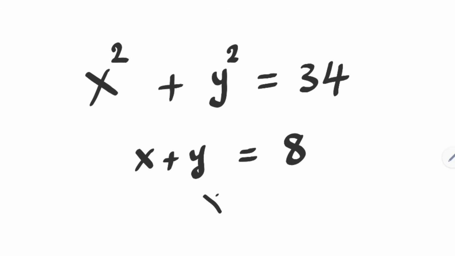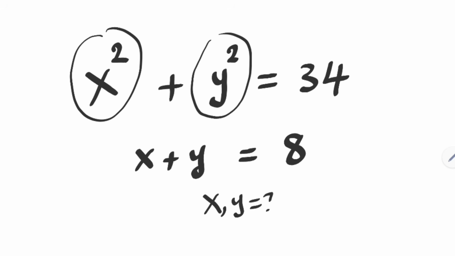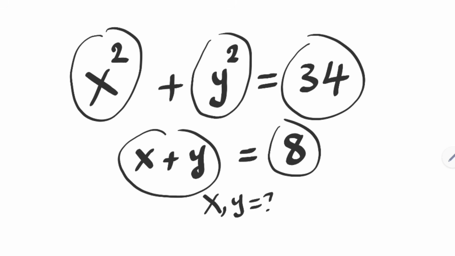Let us solve for x and y, given x square plus y square is equal to 34. x plus y is equal to 8.